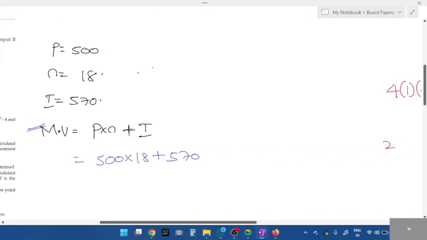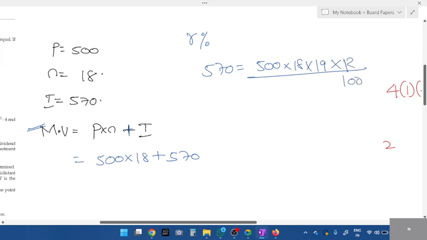What if they would have asked you to find R, students? R percent. When I is given, how do you find R? I is equal to P into N into R divided by 100, students. If they ask you R percent, remember, R percent. Yes, be quick. R by 100 divided by 2 into 12.